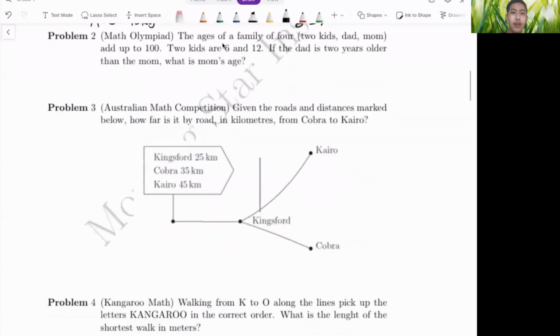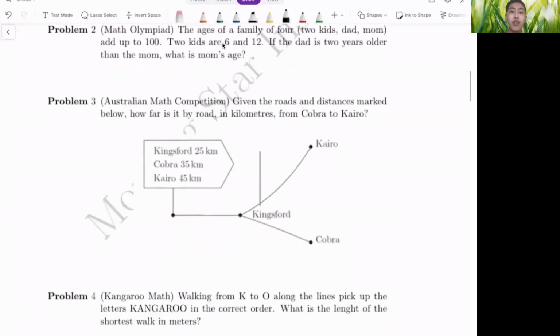Problem 2. The ages of a family of 4, 2 kids, dad, and mom add up to 100. The 2 kids are 6 and 12. If the dad is 2 years older than the mom, what is the mom's age? So first off, we know that the 2 kids are 6 and 12. So let's write kid 1, kid 2. Kid 1 is 6 and kid 2 is 12. And 6 plus 12, that gives us 18.